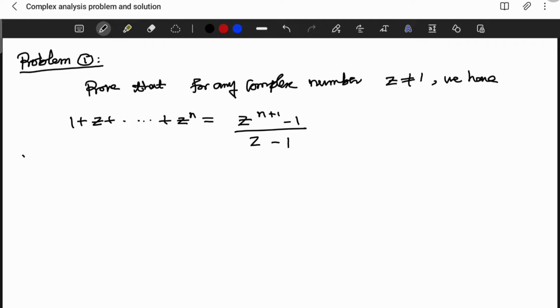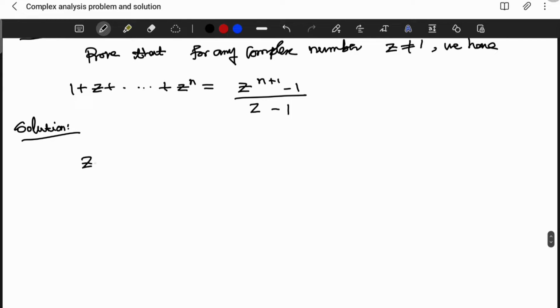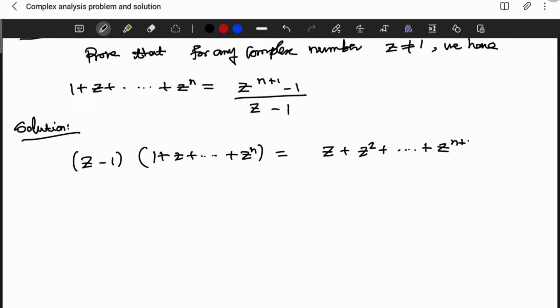It is a very simple problem, and the solution is very simple. You just have to cross multiply and verify, and this becomes very easy. So (z minus 1) times (1 plus z plus dot dot dot plus z power n): first you multiply with z, so you get z squared, up to z power n plus 1. Now you multiply with minus 1.